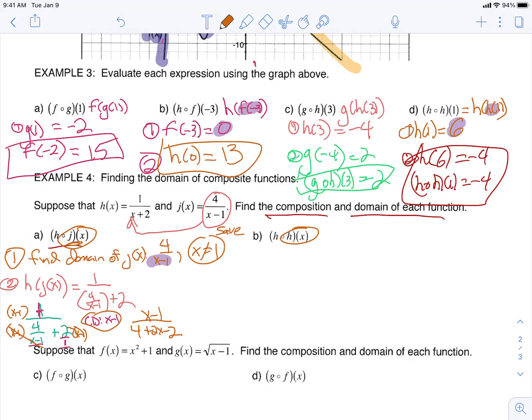And I clean it up just a tad, not too much to do here, just combine the 4 and the negative 2, and now my new function is x minus 1 over 2x plus 2. So this is the composition of h of j of x. All right, so I just did one part of it. Now, I have to go back.